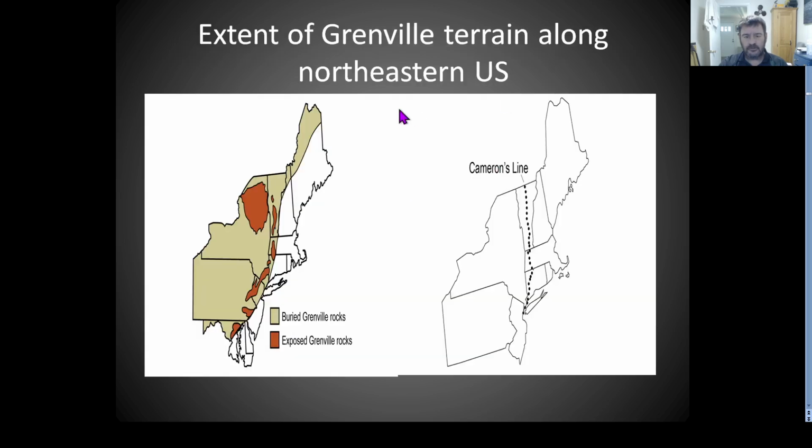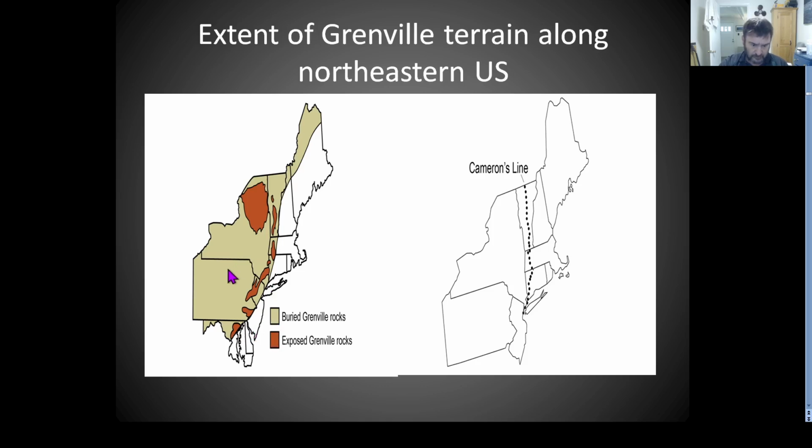Extent of the Grenville terrain along the northeast. I put this here because this line right here is known, I believe, as Cameron's line, and you can actually find this if you know where to look. Everything west of this line is essentially basement rocks considered Grenvillian, which means they're about 1 billion years old. Everything east of that is considered Appalachian, which is generally less than, we'll say, 400 million years old.